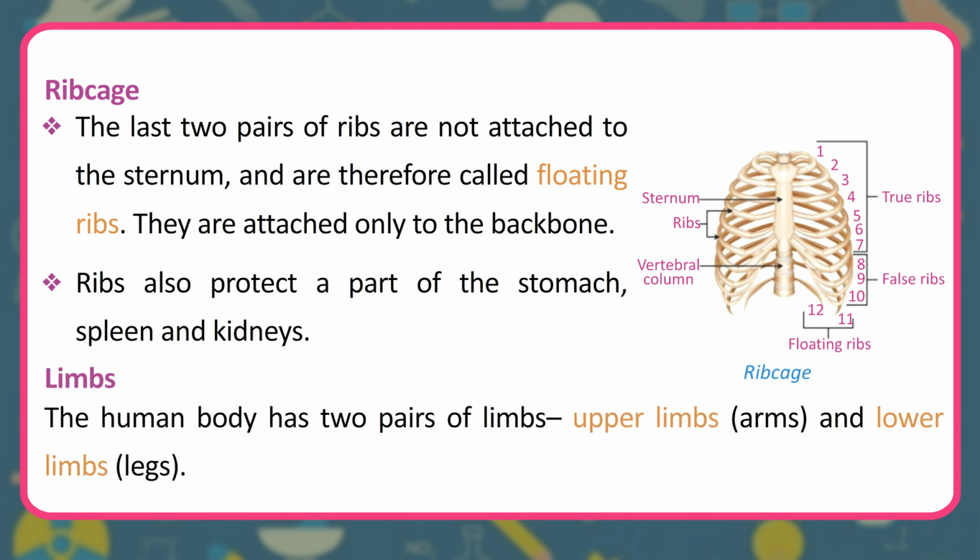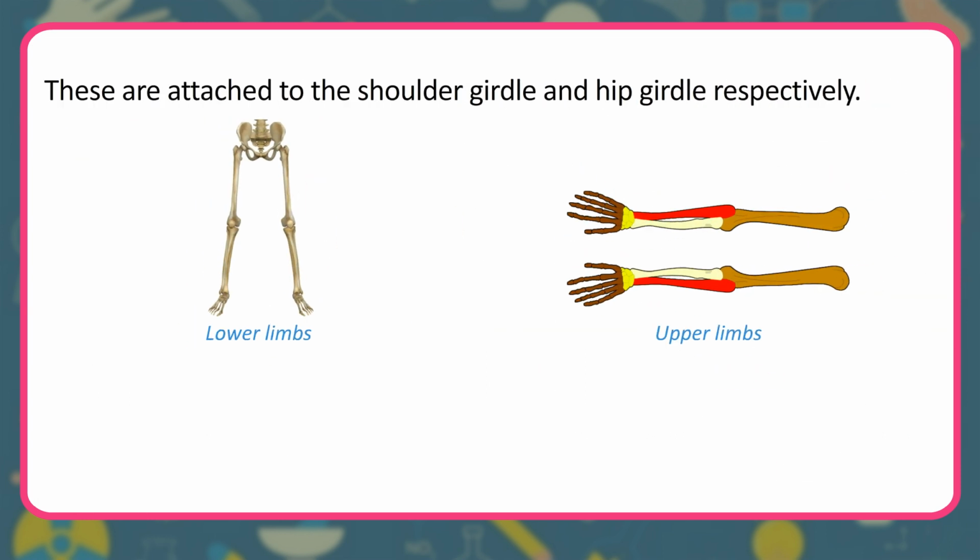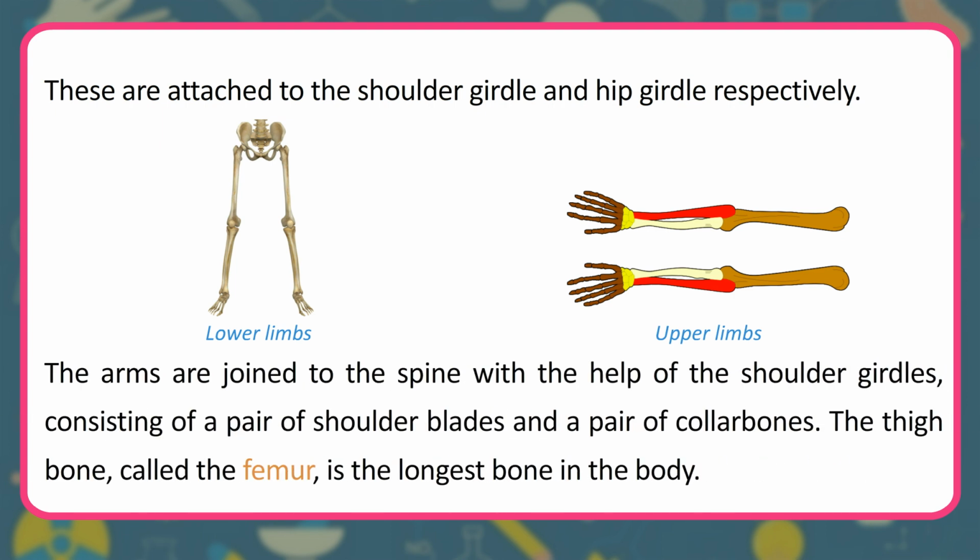Limbs. The human body has 2 pairs of limbs: upper limbs, the arms, and lower limbs, the legs. These are attached to the shoulder girdle and hip girdle respectively. The arms are joined to the spine with the help of the shoulder girdles, consisting of a pair of shoulder blades and a pair of collarbones.